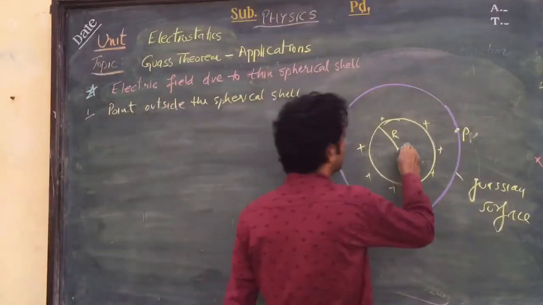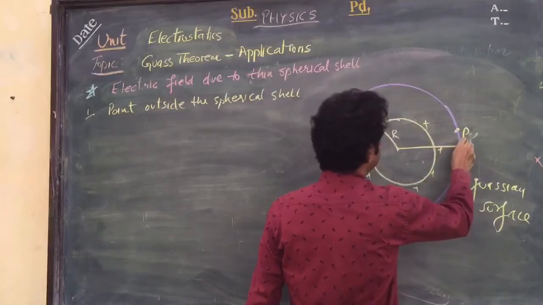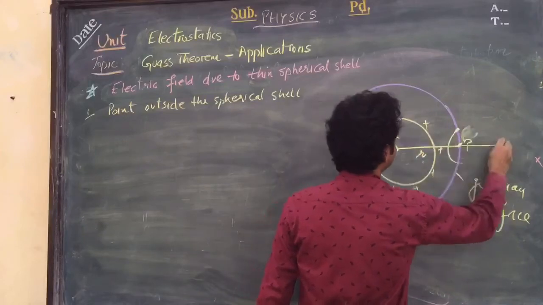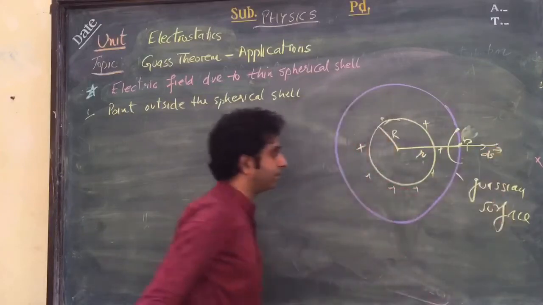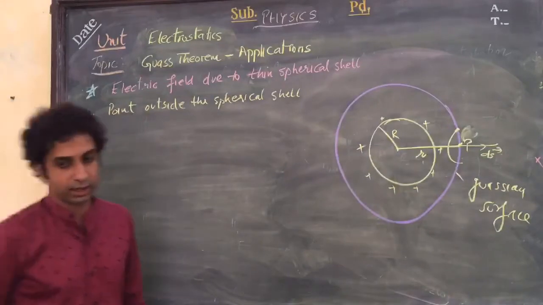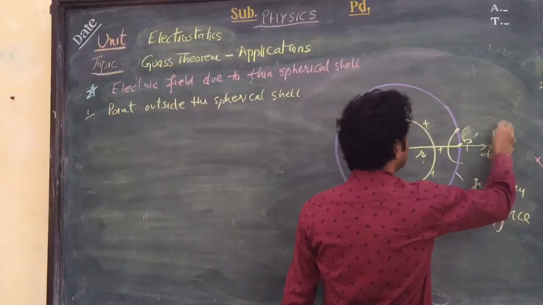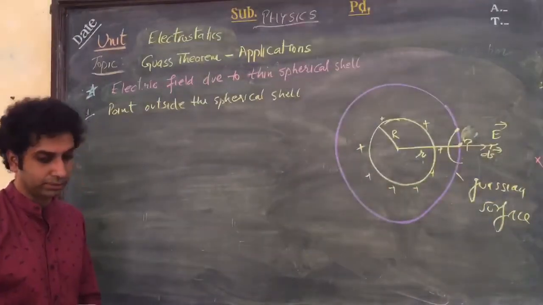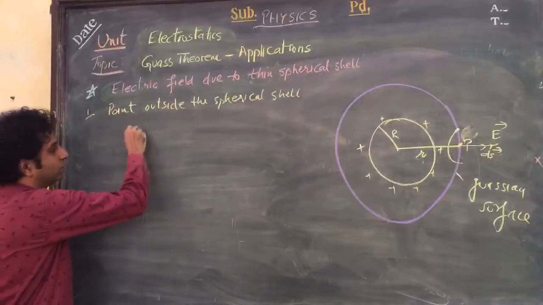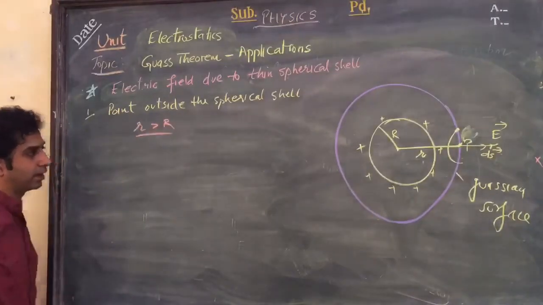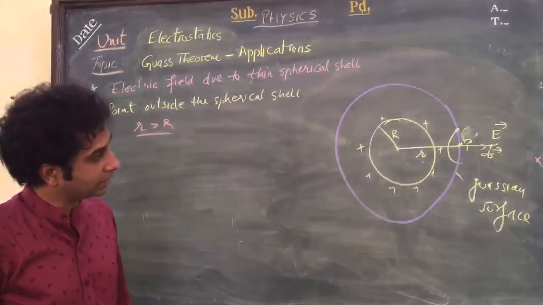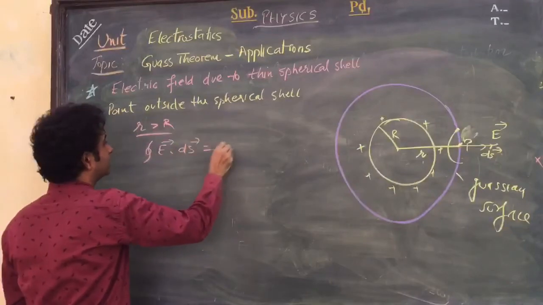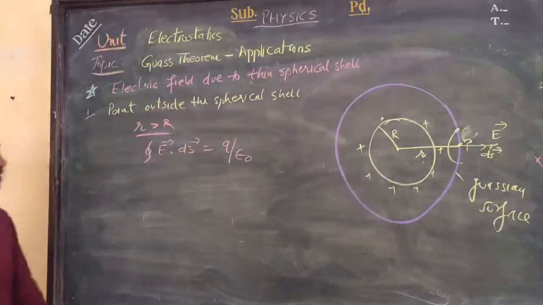Let the distance up to point P be small r, and this is an area element, say ds vector, and the electric field will be in the same direction as per the diagram. Now how to use this concept? Here small r is greater than capital R, P lies far away as per the radius. If I use Gauss theorem, integral of E dot ds equals q by epsilon naught.